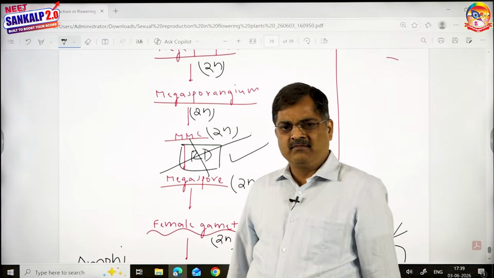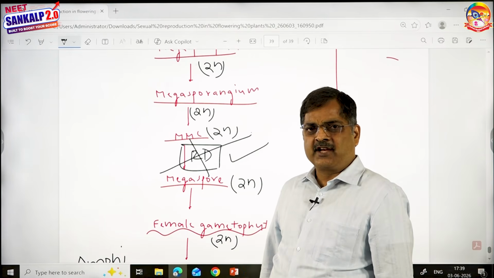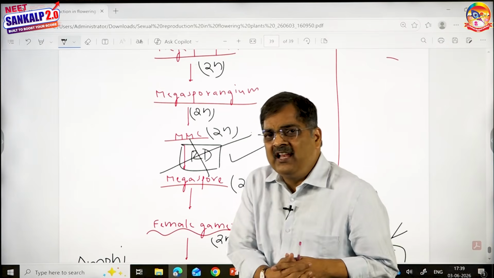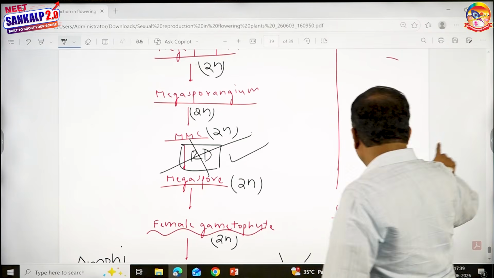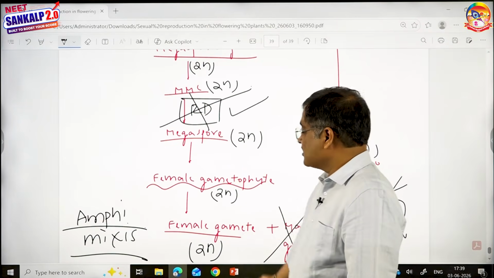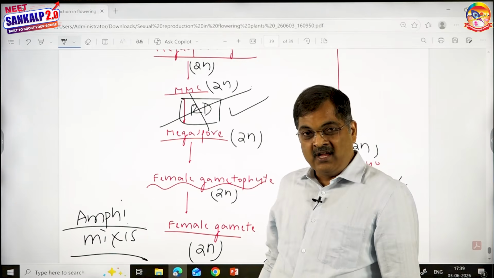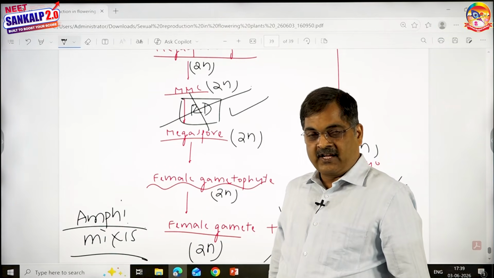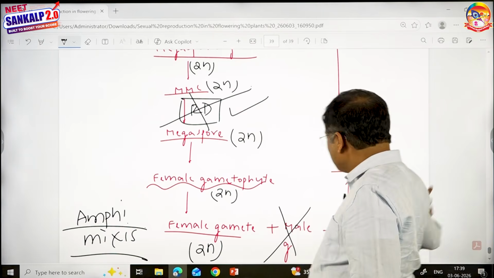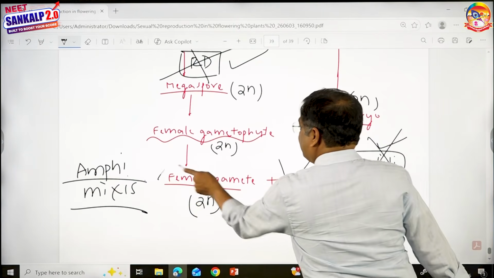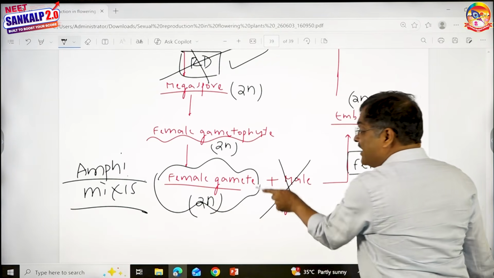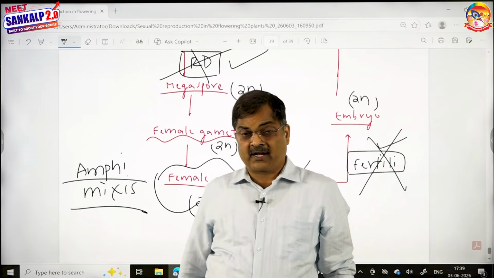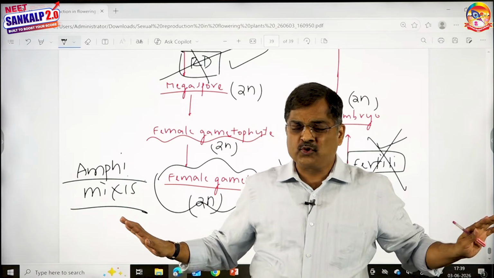You may ask me, is it sexual or asexual? I get the feeling that this is asexual. Why? Because there is no meiosis and there is no reduction division, and the progeny formed are exact replicas of the parent. Correct. But gametes are formed? Yes, gametes are formed. And where do you see gamete formation? In sexual reproduction. Then no confusion.